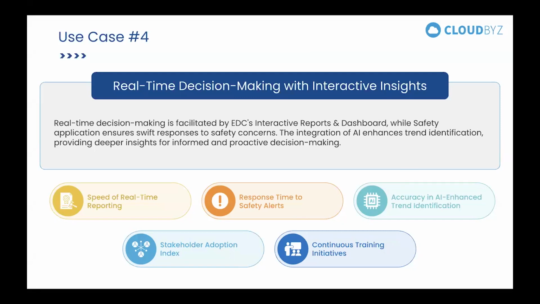The integration of AI enhances trend identification, providing deeper insights for informed and proactive decision making. Metrics to gauge performance include speed of real time reporting, response time to safety alerts, accuracy in AI enhanced trend identification, stakeholder adoption index, and finally, continuous training initiatives.